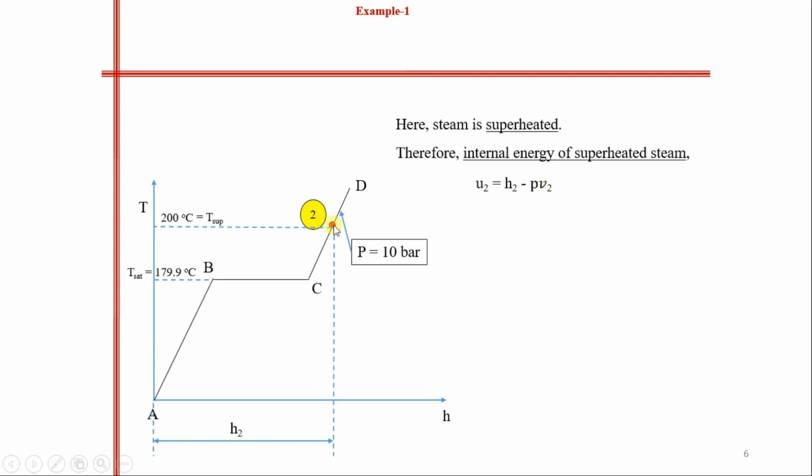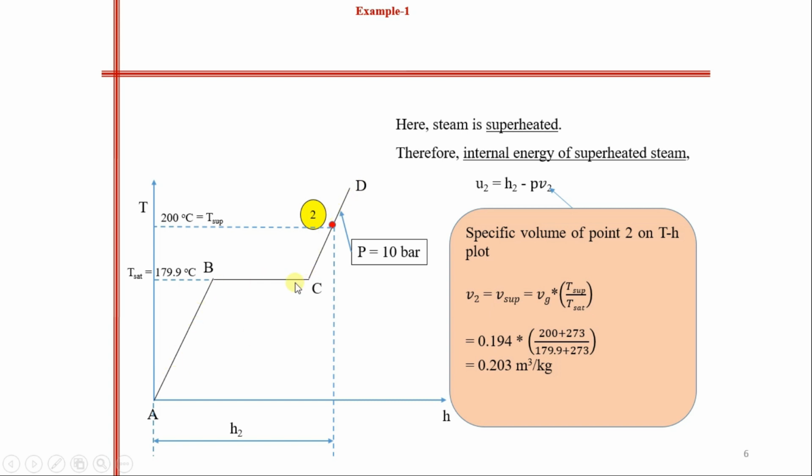Now the volume of point 2 means the volume of superheated steam. I have already covered in the last videos how to find the volume of superheated steam. It is a constant pressure process. Process C and D is a constant pressure process. So from the constant pressure process we can derive the equation V superheated is equal to Vg times T super divided by T saturated. Vg we have found from the steam table, 0.194, multiplied by the superheated temperature of 200 degrees Celsius and the saturation temperature of 179.9 degrees Celsius.